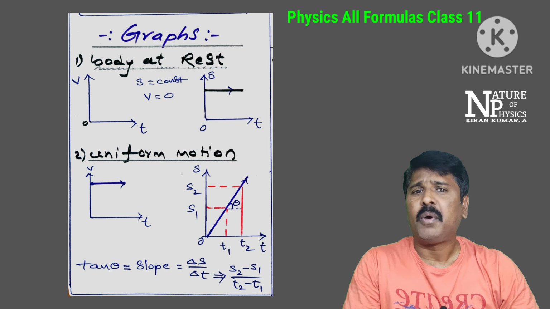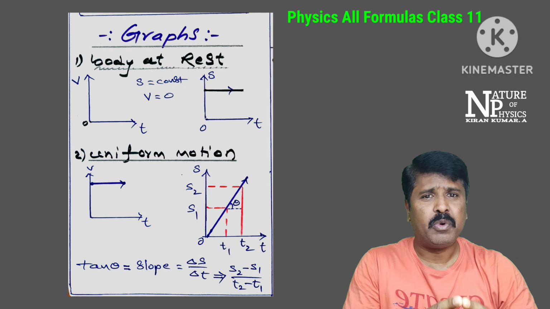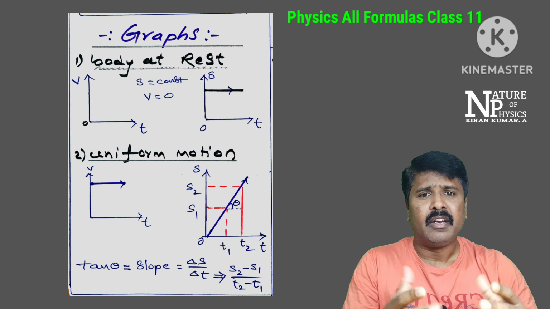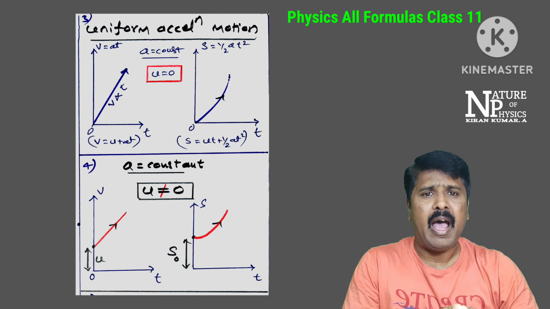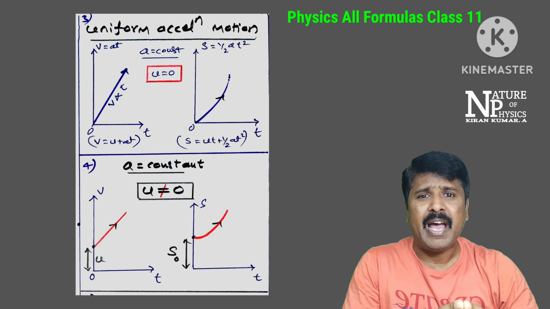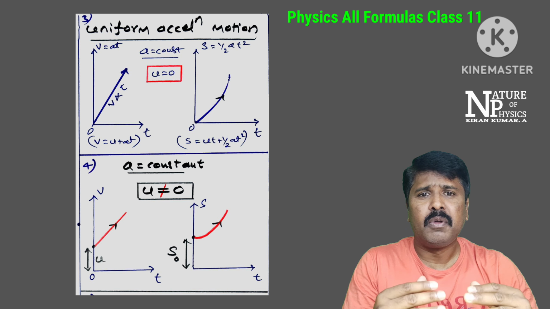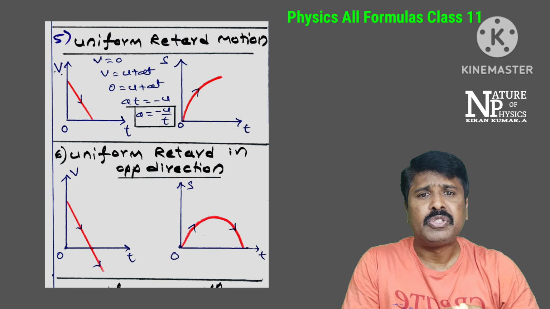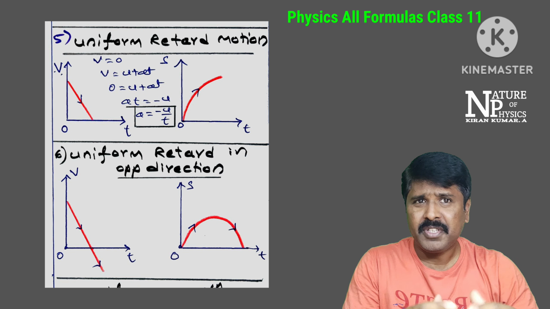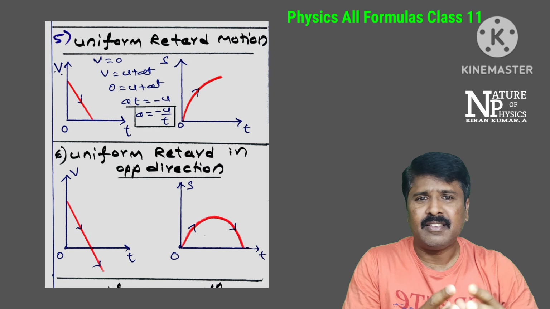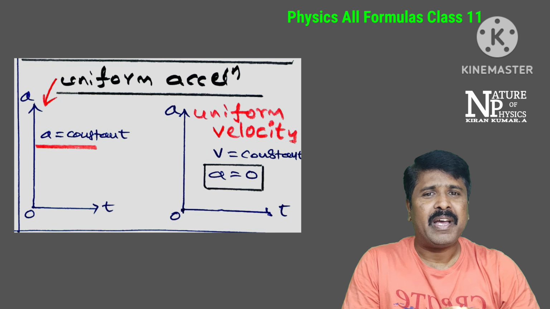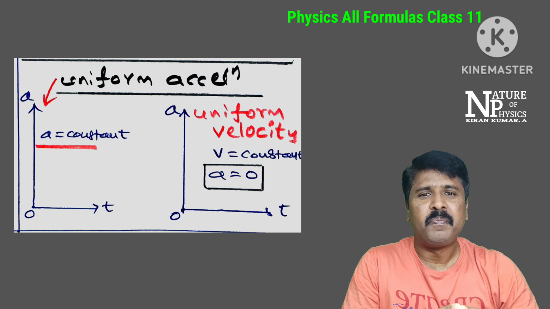Okay, body at rest, uniform motion of the body, and next one is uniform acceleration and also constant acceleration, and uniform retardation motion, and uniform retardation in the opposite case also I gave you clearly on the screen. And for uniform acceleration, two graphs I gave you. Okay, that is constant acceleration and constant velocity.